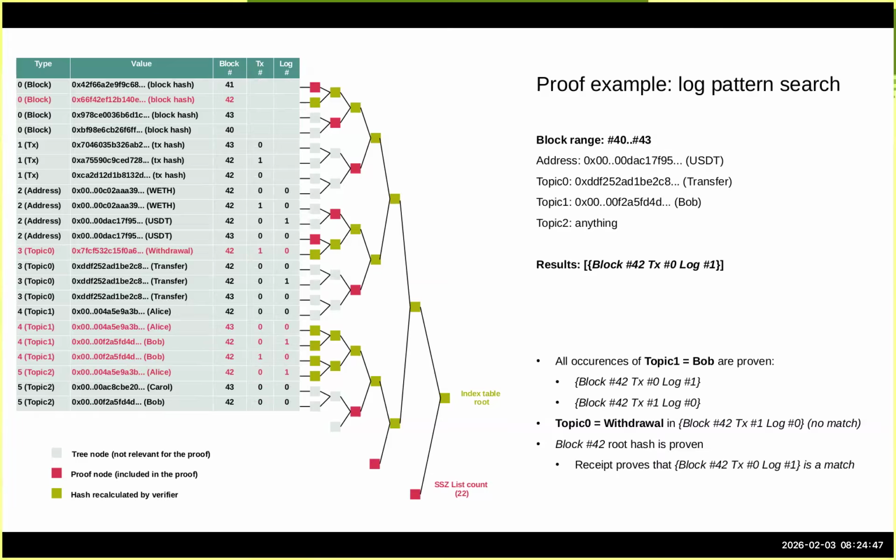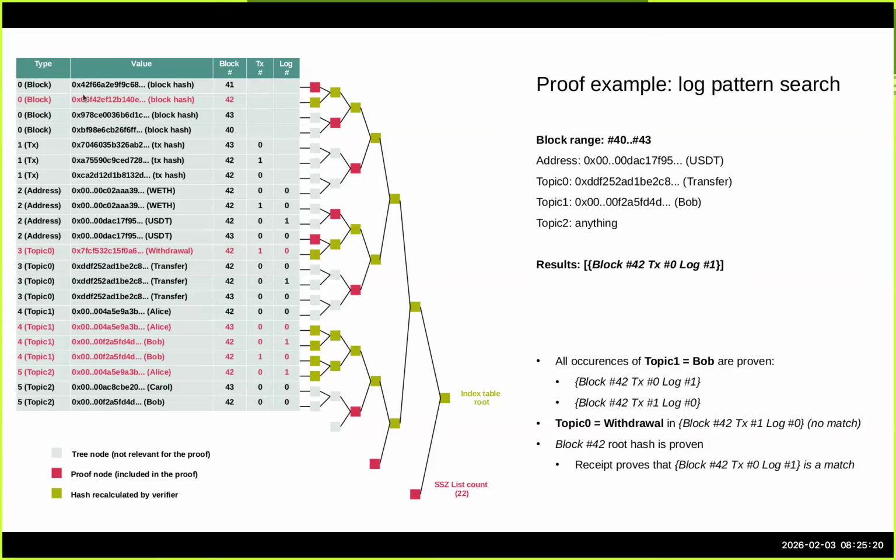So this is not what we want. In this case, it's also good to think in terms of exclusion proofs. In the end, we are going to prove the actual match, which is Bob transfers USDT to Alice. This will be the actual result, which is in transaction 0 log 1, and we can prove this through the receipts.